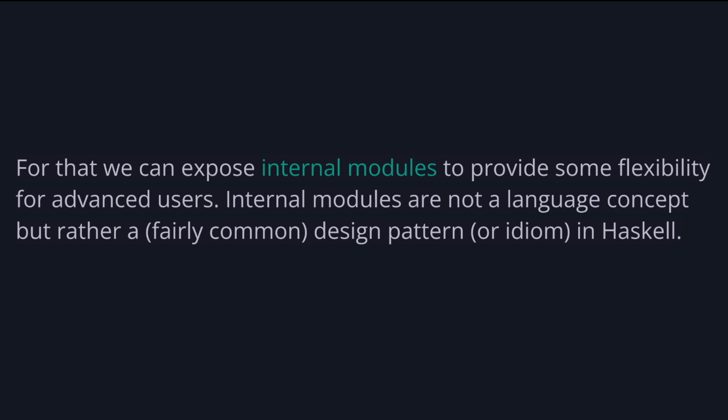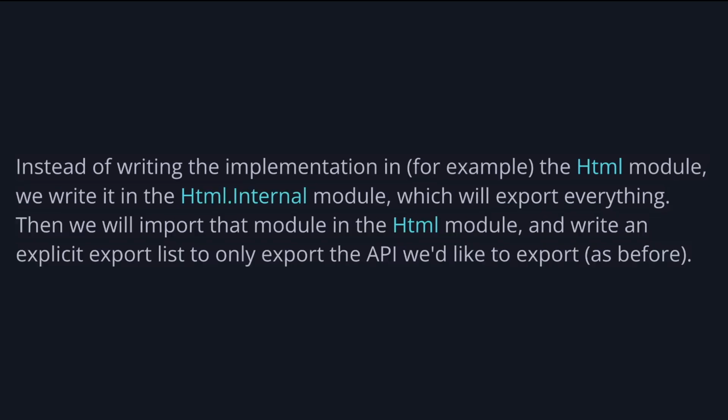Internal modules are not a language concept, but rather a fairly common design pattern or an idiom in Haskell. Internal modules are simply modules named something.internal, which export all of the functionality and implementation details in that module. Instead of writing the implementation in, for example, the HTML module, we write it in the HTML.internal module, which will export everything. Then we will import that module in the HTML module and write an explicit export list to only expose the API we'd like to export, as we did before.